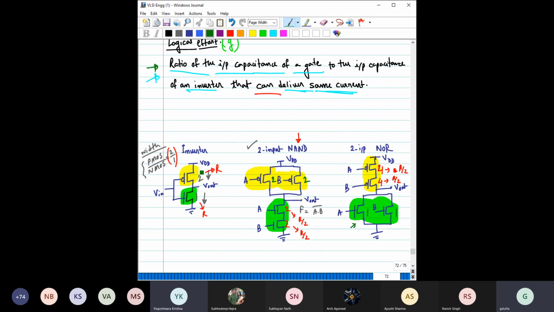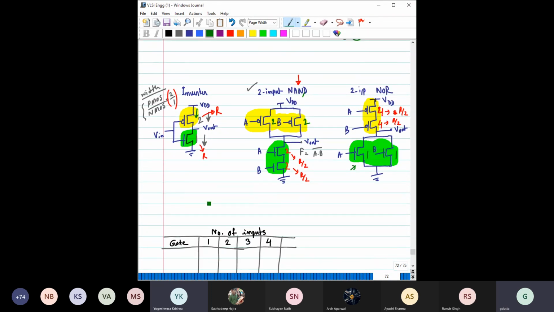So now we can clearly say that the driving capability of this PMOS, or this pull-up network, and this pull-up network are the same. Similarly, the driving capability of this pull-down network and this pull-down network are also the same, right? So this criterion is now valid. To find the logical effort of any gate, we just take the ratio of the input capacitance of this gate and divide it by the input capacitance of this single inverter.